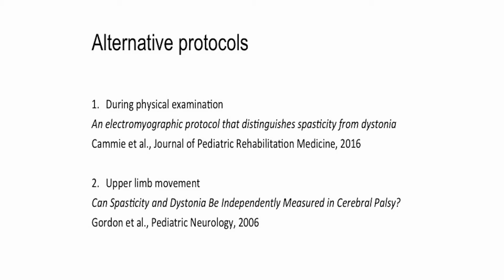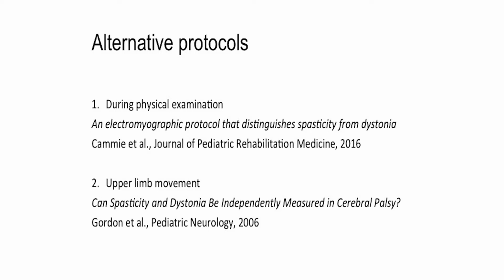It's a very recent study published by Kami and colleagues, titled An Electromyographic Protocol that Distinguishes Spasticity from Dystonia. They use overflow as the quantity that they try to measure, and basically they analyze the electromyographic activity of one leg when you do something to the other leg, or when you ask the child to do something with the other leg. So that's quite interesting because you can perform this during physical examination and you don't need the child to be ambulant.